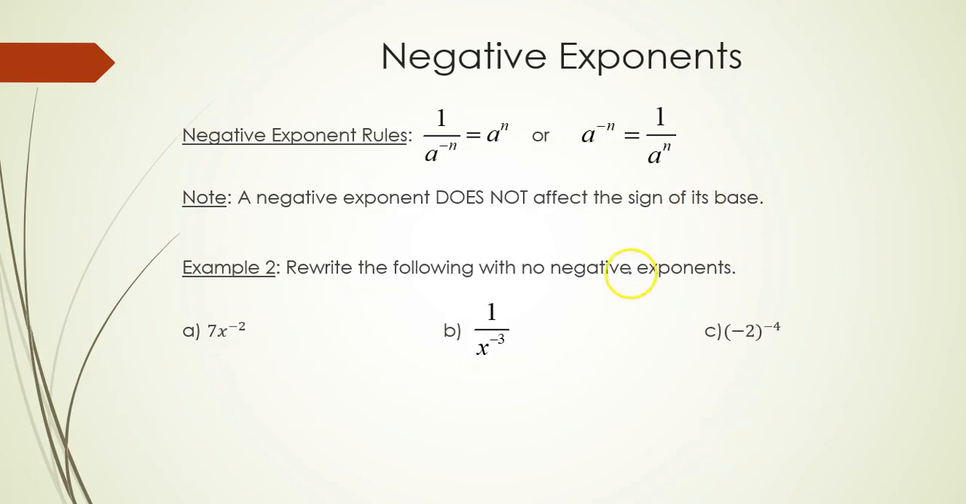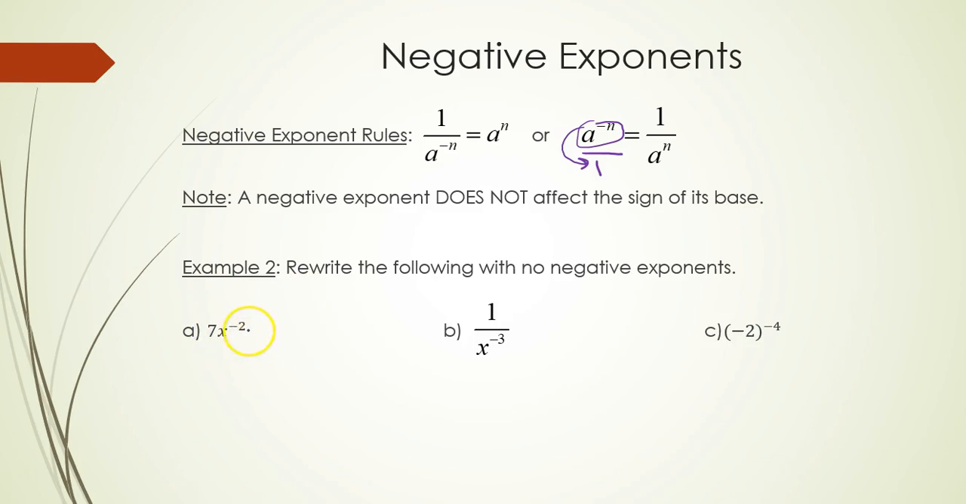Next, working with negative exponents. If you have a base, A represents any numeric base, or any base could be a variable too. A base raised to a negative power, if it's in the denominator of a fraction, you should literally just move it to the top of the fraction and the power becomes positive. If you have A to a negative power on the top of a fraction, you just move that A to the bottom and make the power positive. Just because an exponent's negative does not make the base negative. A negative exponent does not affect the sign of its base. It affects what side of the fraction the base goes on.